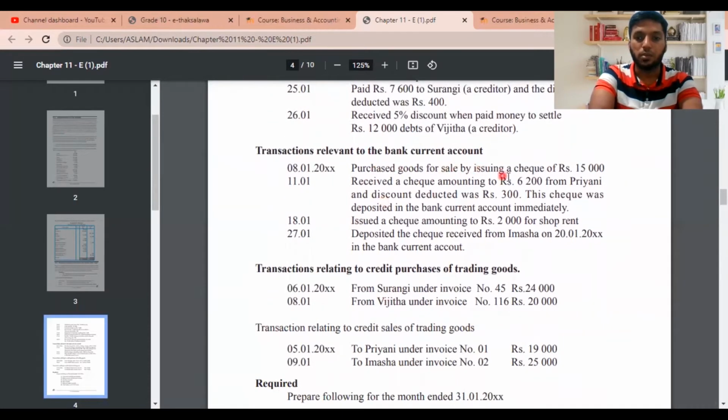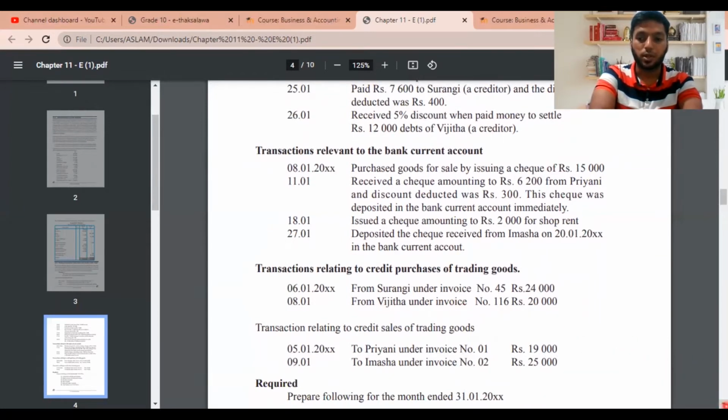Purchased goods for sale by issuing a check of rupees 15,000. Received a check amounting to rupees 6,200 from Priyani, and the discount deducted was 300. This check was deposited in the bank current account immediately. Issued a check amounting to rupees 2,000 for the shop frame. Deposited the check received from Imasha on 20th first, 2000, in the bank current account. Transactions relating to credit purchase of trading goods: 6th first, 2000, from Surangi under invoice number 45, rupees 24,000. 8th, from Vijitha under invoice number 116, rupees 20,000.